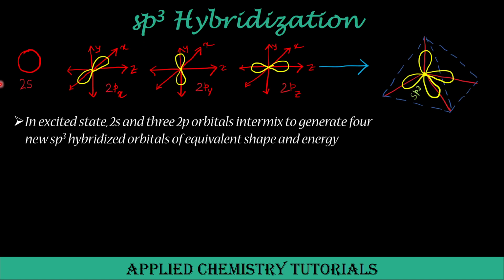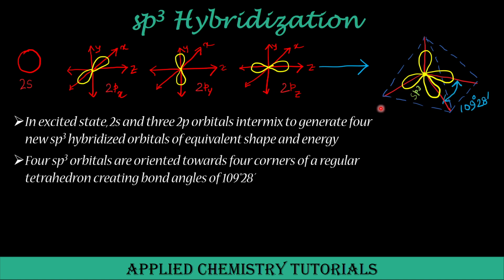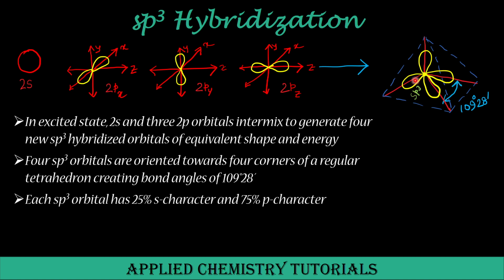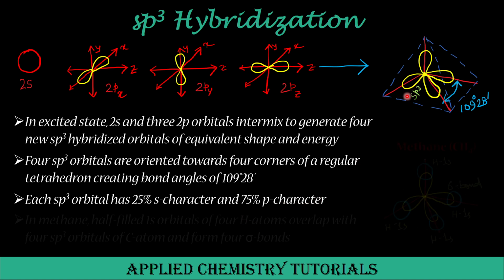Now let's dig a little deeper into sp3 hybridization. For the sp3, one 2s and three 2p take part and form four equivalent sp3 hybrid orbitals which are oriented towards the four corners of a regular tetrahedron, making the bond angles 109 degrees 28 minutes. Each sp3 orbital has 25% s character and 75% p character.